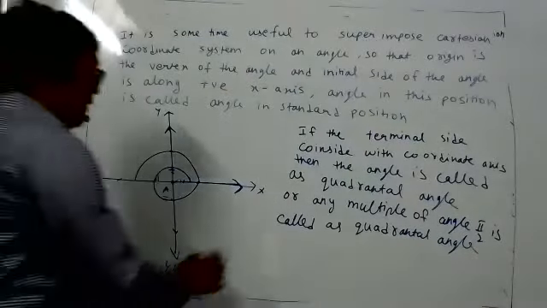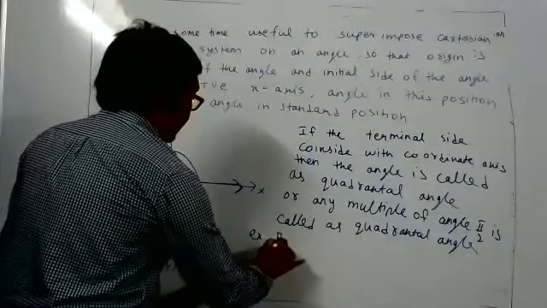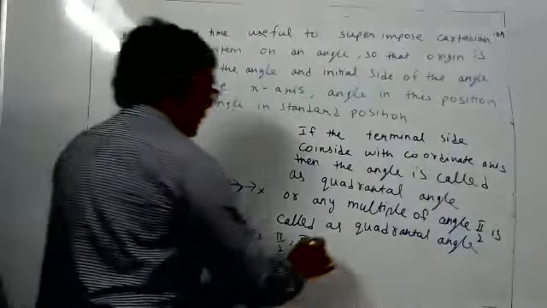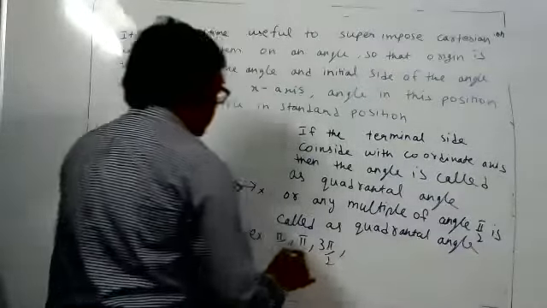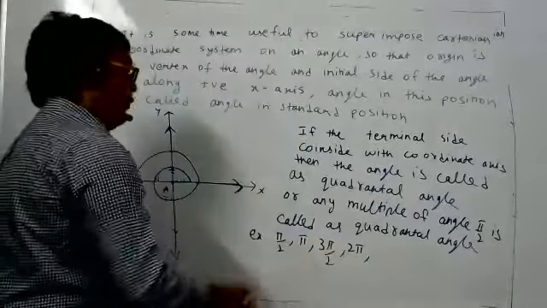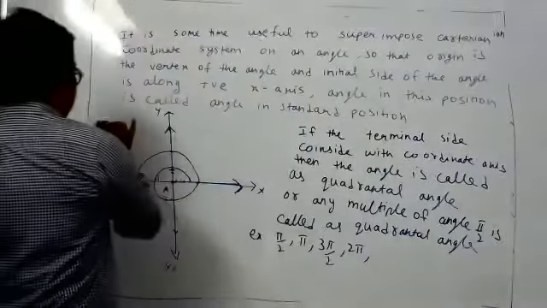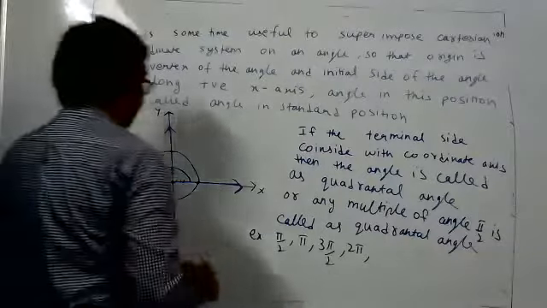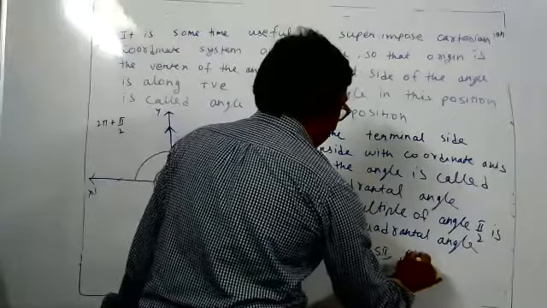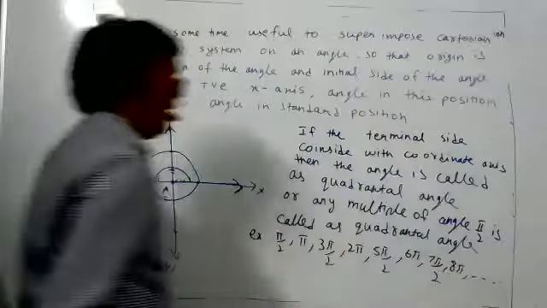So what are examples of quadrantal angles? 90 is pi by 2, 180 is pi, 270 is 3 pi by 2, 360 is 2 pi, 450, how much, students? 5 pi by 2, then 3 pi, then 7 pi by 2, 4 pi. This way, these all are quadrantal angles.